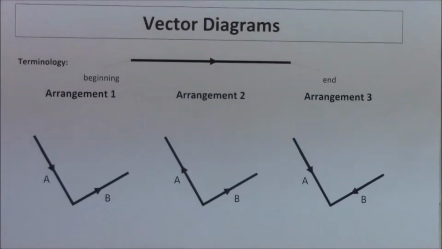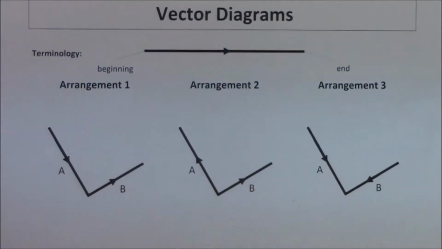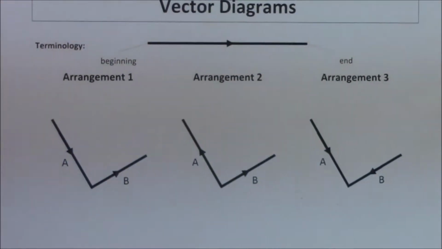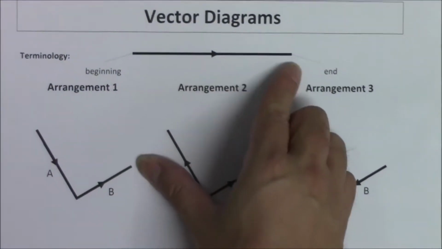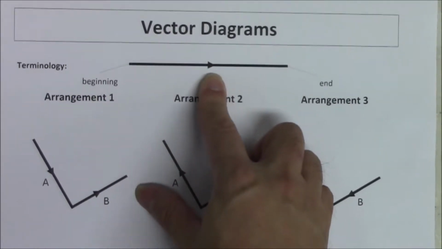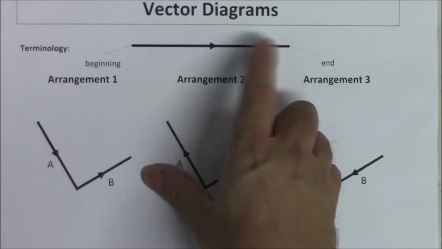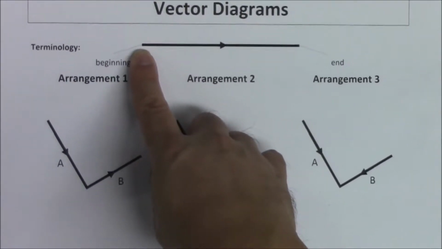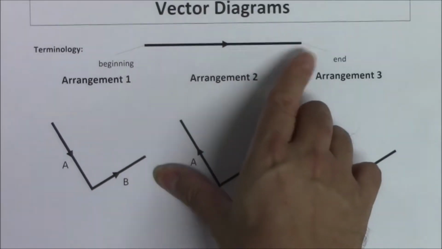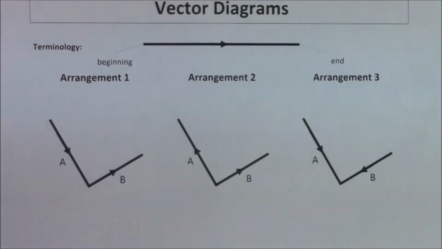We will teach you how to add two vectors together using a vector diagram. Before we start, there is some terminology that you need to be familiar with. Consider the vector here. The arrow tells you the direction of the vector. The length tells you the size or magnitude. This is the beginning of the vector, and this is the end of the vector. Now we may begin.